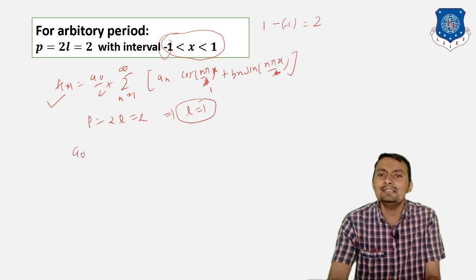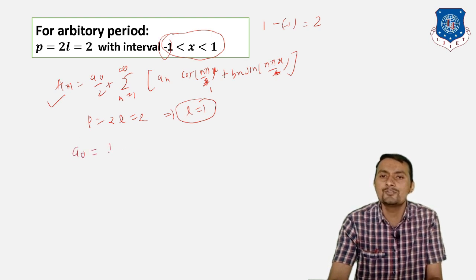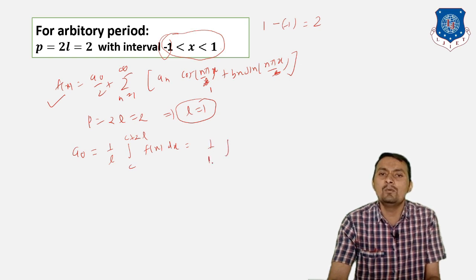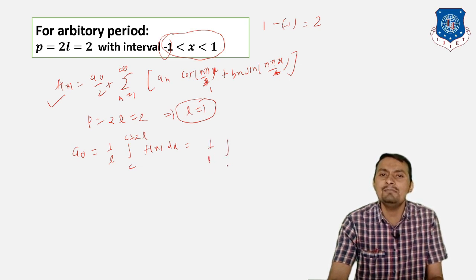And in that case we can assume that a is 0. So 1 divided by L, integration from c to c plus 2L, that is our standard formula. But when we replace L equal to 1, we get 1 divided by 1, lower limit is minus 1, upper limit is plus 1, the function whatever it is, and then dx.